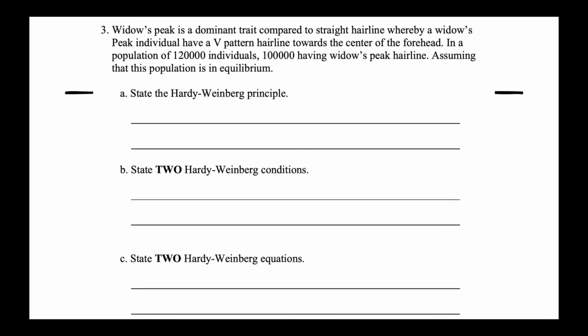A. State the Hardy-Weinberg principle. The Hardy-Weinberg principle states that in a population in equilibrium, the allele and genotypic frequencies remain constant across the generations. Question B. State 2 Hardy-Weinberg conditions. There are 5 Hardy-Weinberg conditions to choose from. These include no mutation, no migration, no natural selection, large population size, and random mating.